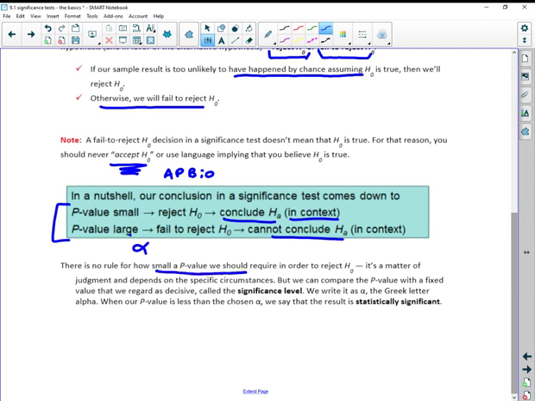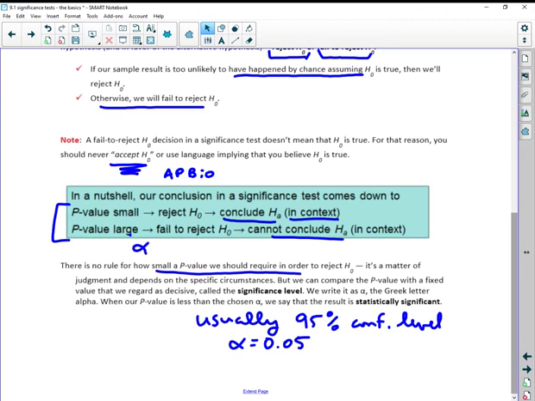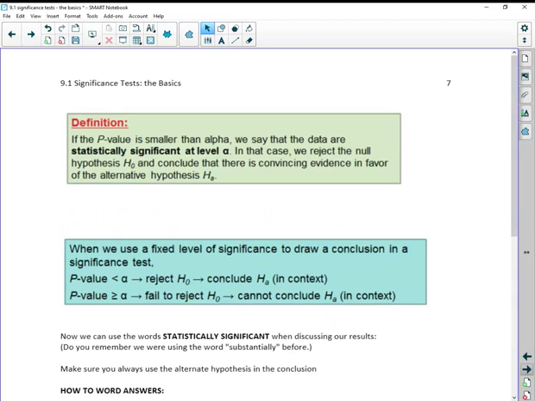How small a p-value we should require all depends on what significance level you've decided on. And usually we're using a 95% confidence level. So usually we're using an alpha of 0.05. Now, if it's not given in the problem, that's what we're going to go with. Sometimes they give you a different significance level or confidence level in the problem, and then you would adjust to that. Okay. So if our p-value is smaller than alpha, we're going to say that the data are statistically significant.